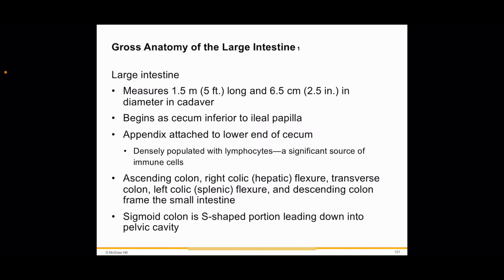Sorry, I should say, it begins as the cecum, which is right after the place where it meets the small intestine. If you remember the ileal papilla, the appendix is kind of next door to that, which we'll look at again. We have the ascending colon, the right hepatic flexure, the transverse colon, the splenic flexure going up to the spleen, then the descending colon. The sigmoid colon is where it's S-shaped, and that's the last part going into the pelvic cavity.